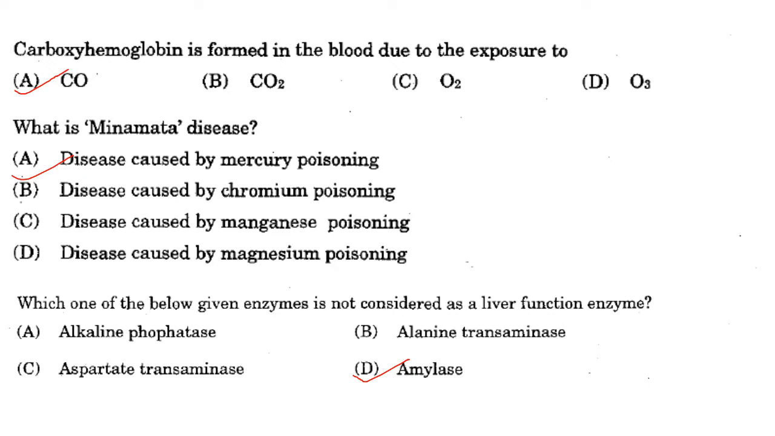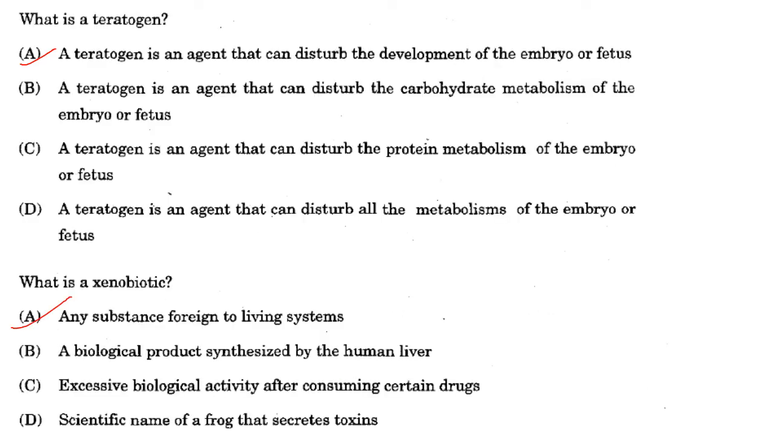Which one of the below given enzymes is not considered as a liver function enzyme? Alkaline phosphatase, alanine transaminase, aspartate transaminase, amylase. Answer is option D, amylase. Then what is a teratogen? So teratogen is an agent that can disturb the development of the embryo or fetus. So answer is option A. What is xenobiotic? Any substance foreign to living systems is a xenobiotic. Answer is option A.